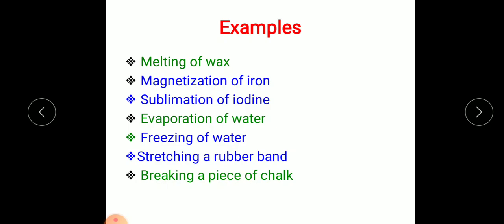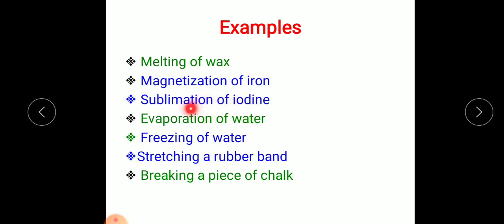Examples: the melting of wax can be a physical change. Magnetization of iron. Magnetization of iron means, say for example, you take a piece of iron article and a magnet. You rub both the magnet and the iron. Now after rubbing for some time, just remove the iron from it. And now this iron you place near another iron. You'll find that the iron which was magnetized will attract the other iron articles. After some time it loses its property, because it's a temporary change only.